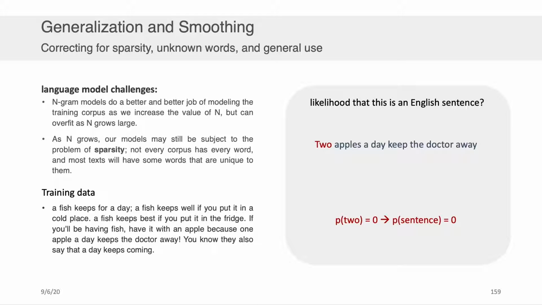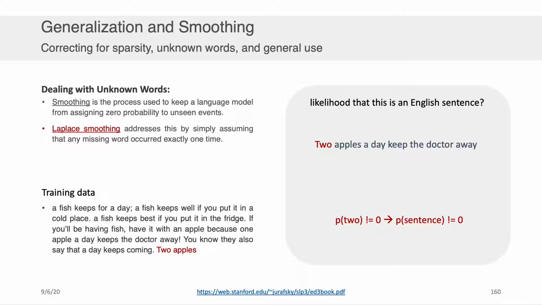So what happens now if we change this sentence to say two apples a day keep the doctor away? Well, nowhere in that training data is the word two. So because that word never shows up, the probability of two is 0. Therefore, the probability of the sentence is 0, which is clearly ridiculous because there's lots of other words here in this sentence that do overlap with the training data set.